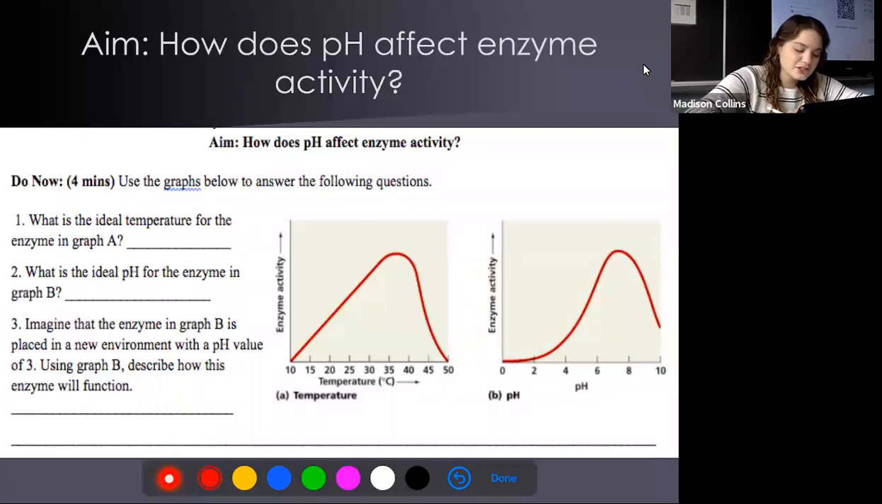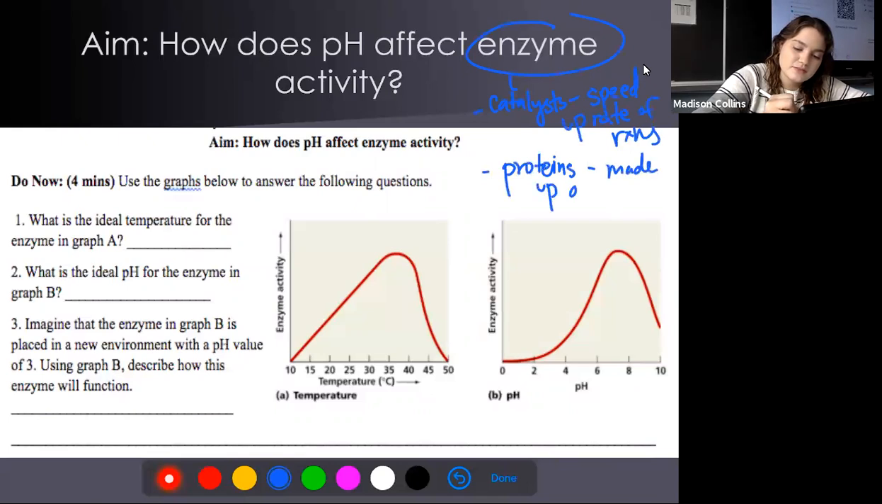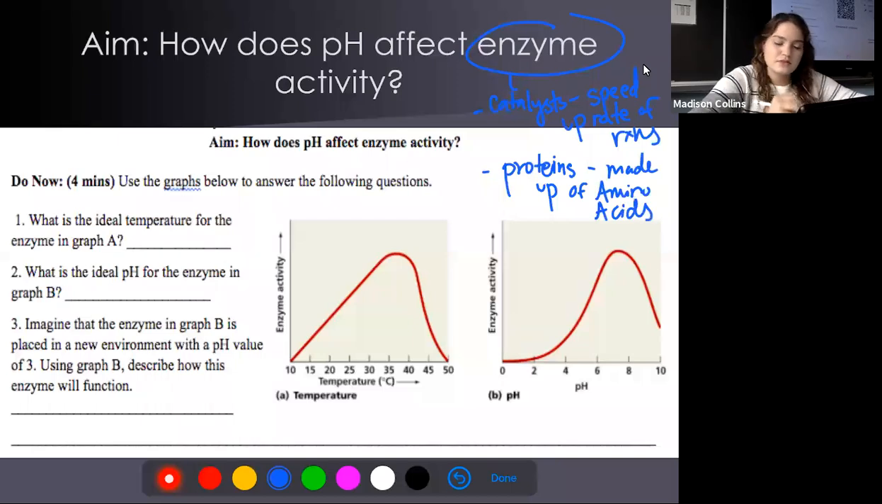So some things that we should jot down. By now, you should know some things about enzymes. You should know that they are catalysts, which means they speed up reactions. They speed up the rate of reactions. Okay, and you should know that they are proteins, which means that they are made up of amino acids. Anytime I write RXN, that means reaction. I'm just too lazy to write the whole word.